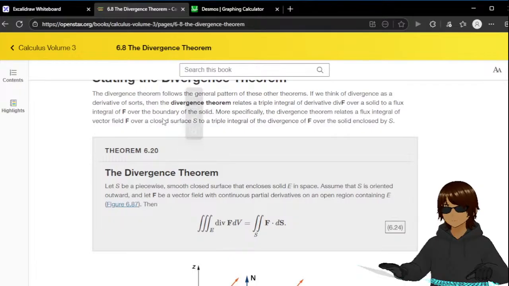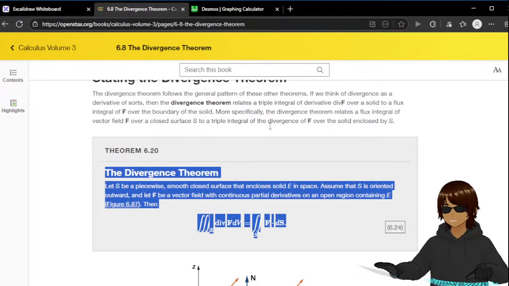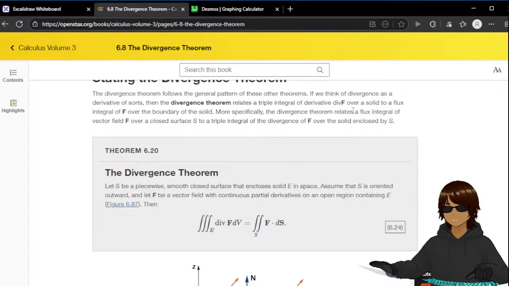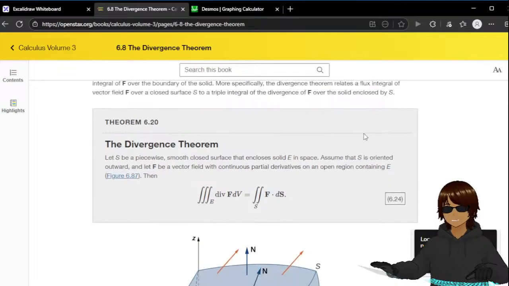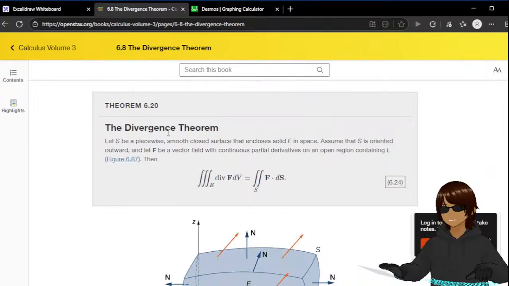The divergence theorem follows a general pattern of these other theorems. If we think of divergence as a derivative of sorts, then the divergence theorem relates a triple integral of the derivative of F over a solid to a flux integral of F over the boundary of the solid. More specifically, the divergence theorem relates a flux integral of vector field F over a closed surface S to a triple integral of the divergence of F over a solid enclosed by S. Okay, I understood nothing. Okay, let's see.